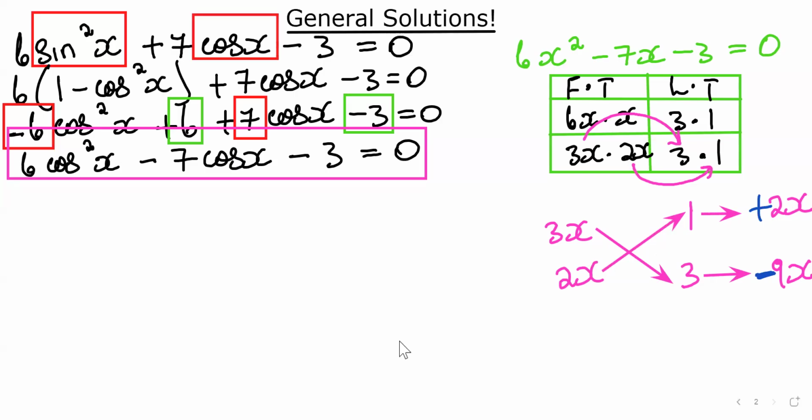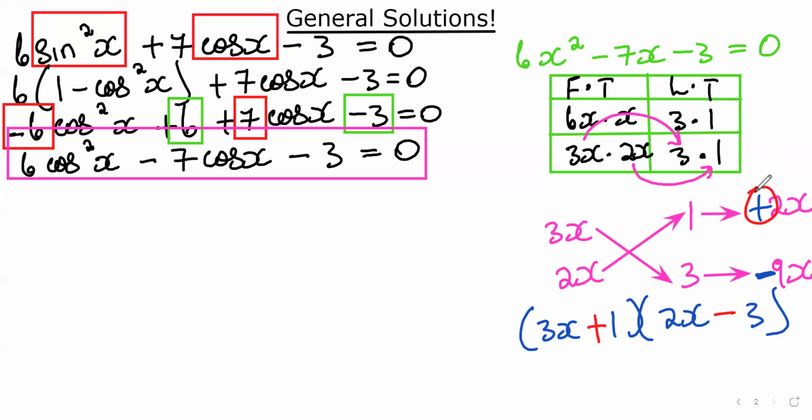So what does it mean? It means the first factor is going to be 3x and 1, and the second factor is going to be 2x and 3. And the signs of these vectors will be positive and negative. So that's where we get the sign of the first vector. And this is where we get the sign of the second vector.